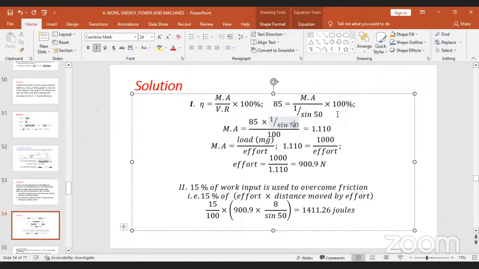Yes. And mechanical advantage is load over effort. Remember, I indicated do not work with 100 kilograms. You are to convert 100 kilograms into weight, which is multiplying it by 10. So you end up with 1,000. So when you substitute into your formula, effort will be equal to 1,000 divided by that. And our answer is effort is 900.9 Newton. I hope we can see that clearly.